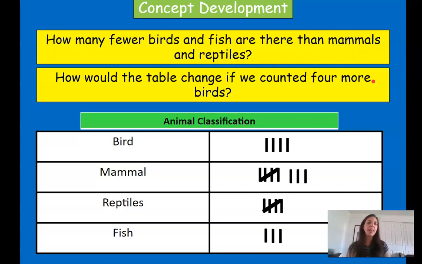How would the table change if we counted 4 more birds? So if we added 4 more birds here, how many would we have here? We already have 4. If we had 4 more, we'd have 8. So if we had 8 birds, how would our table change? Well, one thing is I see that if we had 8 birds, we would have the same number of birds and mammals. That's one way our table would change.